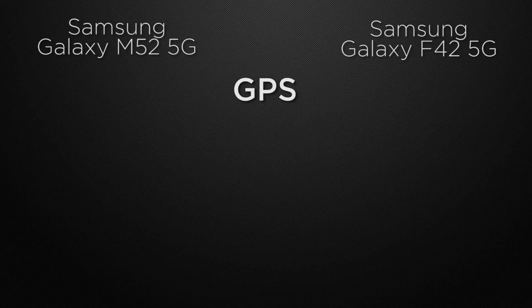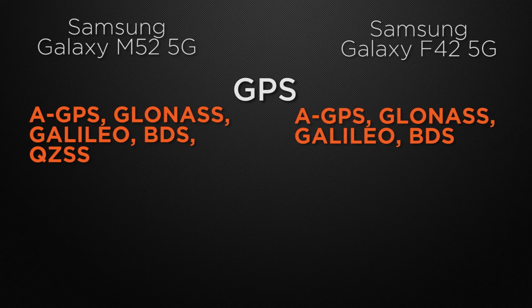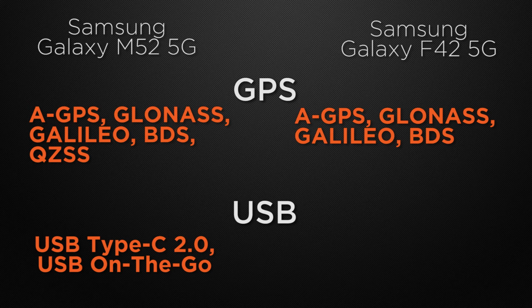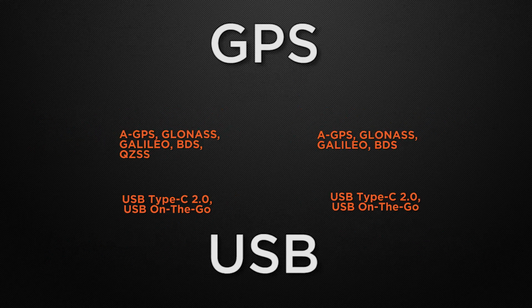Let's talk about the positioning chips in the devices. M52 has GPS, GLONASS, Galileo, BDS and QZSS, whereas F42 has GPS, GLONASS, Galileo and BDS. So the winner here is M52 because it has QZSS. And about the USB connectivity of the devices, M52 has a 2nd gen Type-C connector with OTG support, whereas F42 also has a 2nd gen Type-C connector with OTG support, so it's a tie.